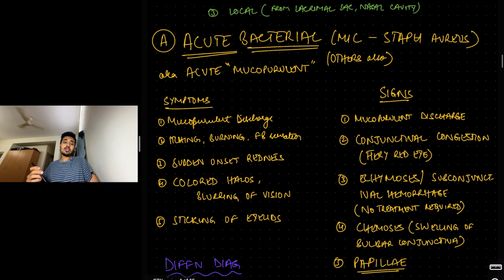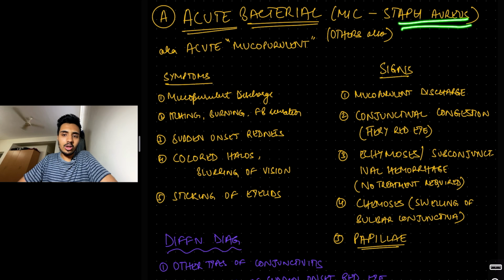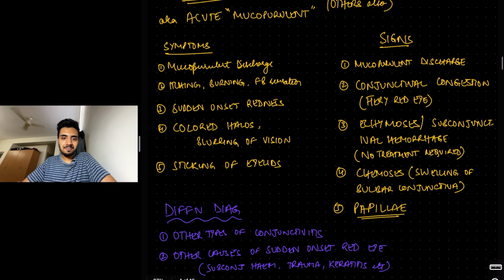Now, the most common type under bacterial conjunctivitis is acute bacterial conjunctivitis or acute mucopurulent conjunctivitis. Here also the most common causative organism is Staphylococcus aureus. And here also you have other causes like Streptococcus, Pneumococcus, Haemophilus. That's why I've written others also. Acute mucopurulent means acute bacterial conjunctivitis. Very, very important. Now, why is it known as acute mucopurulent? Let's come to it. First, let's look at the symptoms.